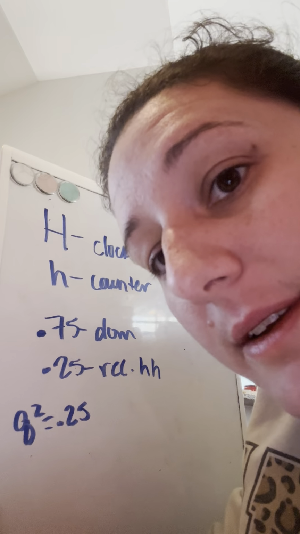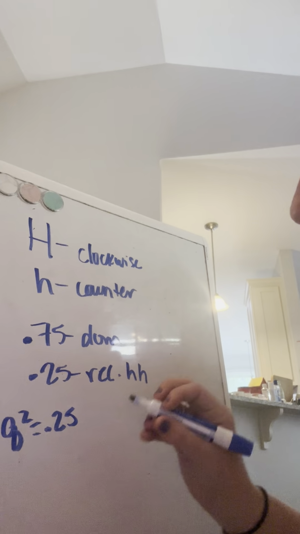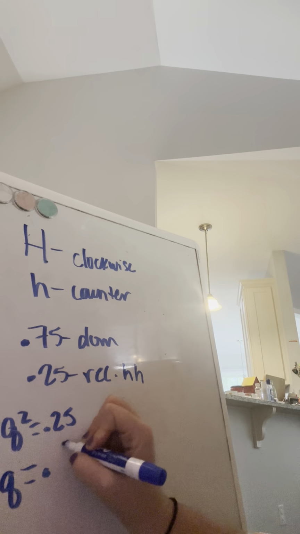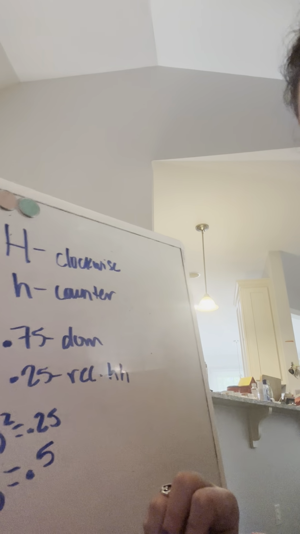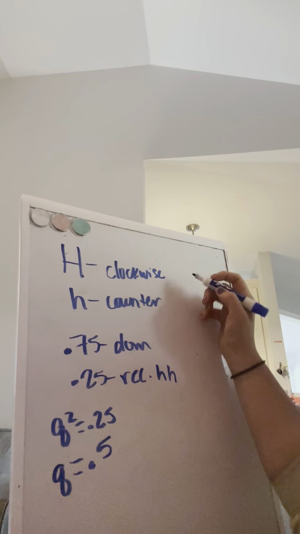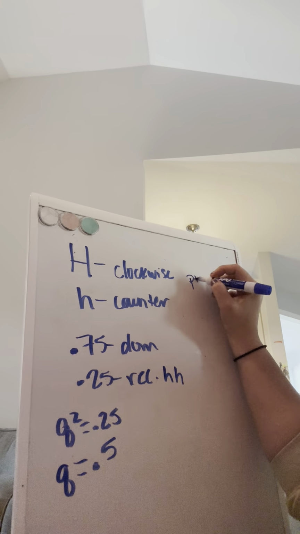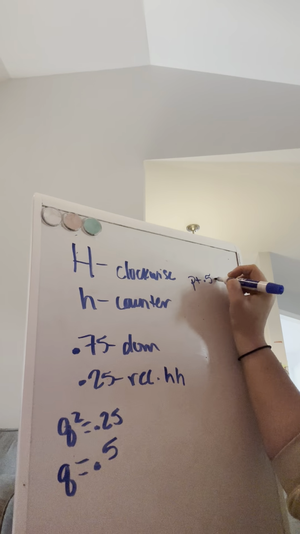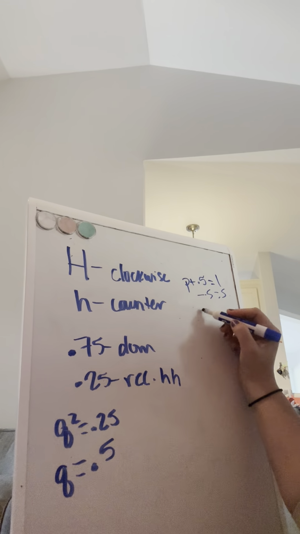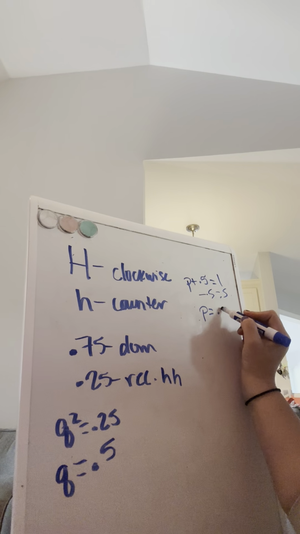Sorry, I'm trying to use the calculator on my computer. Square root. So Q is equal to 0.5. Okay? All right, so P plus 0.5 equals 1. So minus 0.5 minus 0.5, P is equal to 0.5.